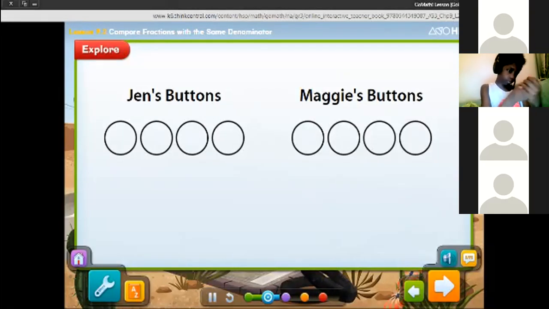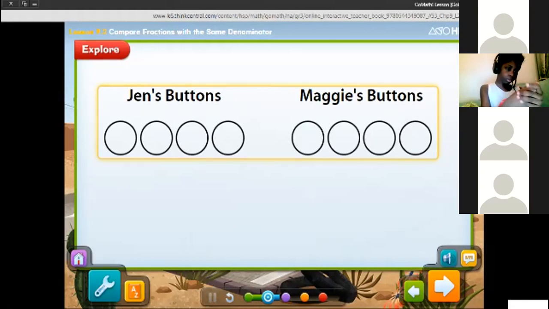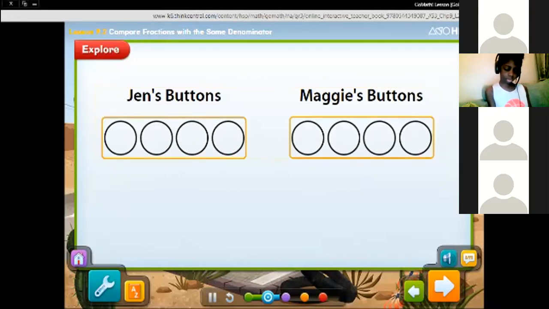How many buttons are in each group? Okay. Ali, how many buttons are in each group? How many buttons for Jen and how many buttons for Maggie? 4. Each group has 4 buttons, so each group is the same size. 3 of Jen's buttons are red. Click to shade 3 of Jen's buttons.